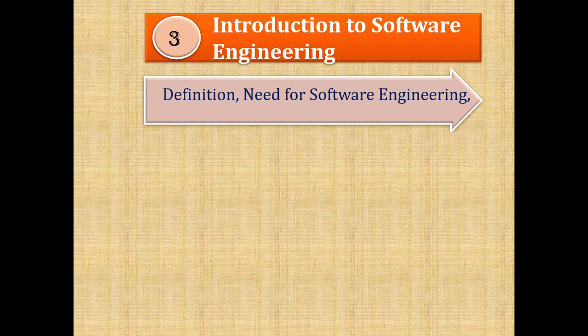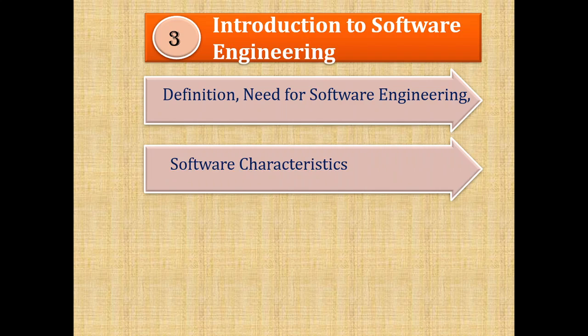The things that we are going to study here are the definition of software engineering, and then why there is a need for software engineering. The next topic is software characteristics. What are the different types of software, what are its characteristics, and how to inculcate these characteristics into our software is going to be the next session of our discussion.